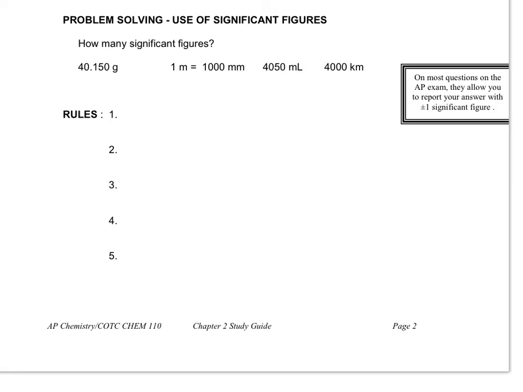So if you're going with the 5 rules, the first rule says that if you have a non-zero digit, it's always significant. Non-zero numbers are always significant. So, for example, let's say that you have 523 centimeters. None of those are zeros. They're all non-zero digits. So that tells you that they're all significant, so that would have 3 sig figs there.